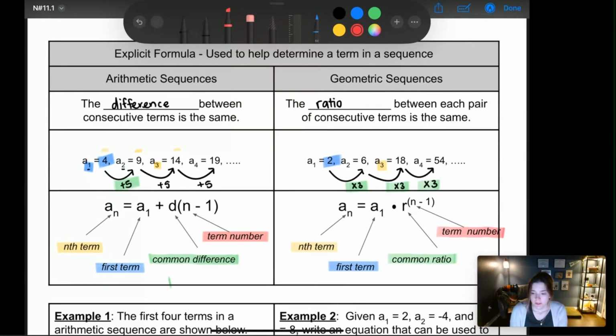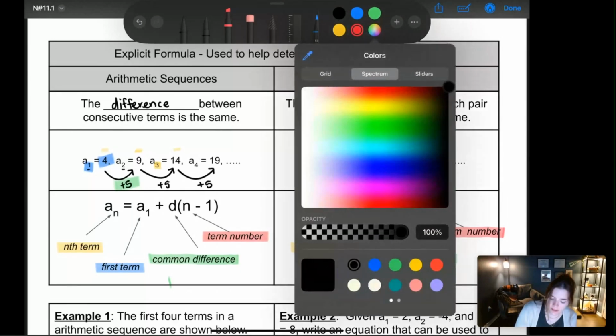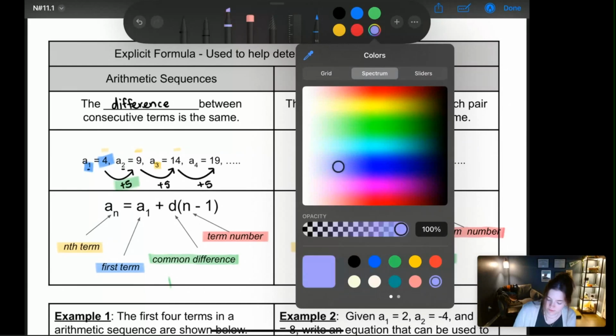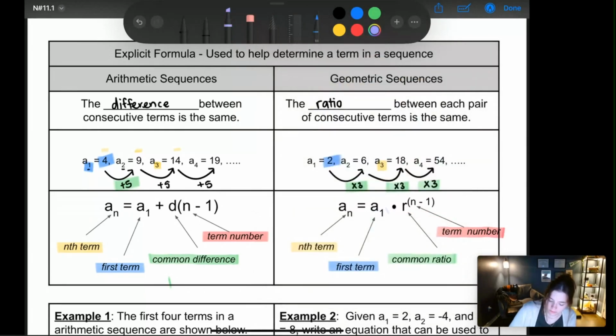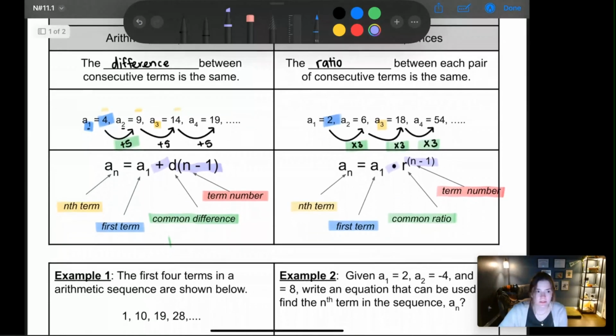Notice, look at these two things here. They're very, very similar, but some differences that we can see here is that for this one, let's use purple, we're multiplying. But on this one, we're adding. This one, we're going to the power of. On this one, we're multiplying. Just make sure that you know the difference between these formulas. Let's take a look at some examples and see how we would work this.